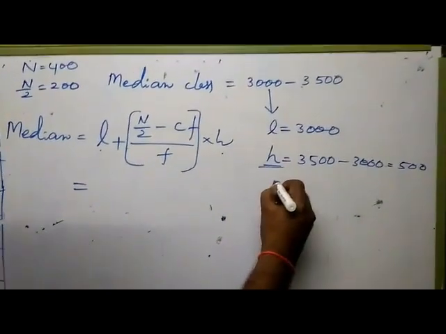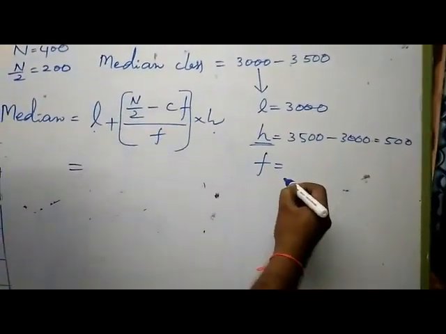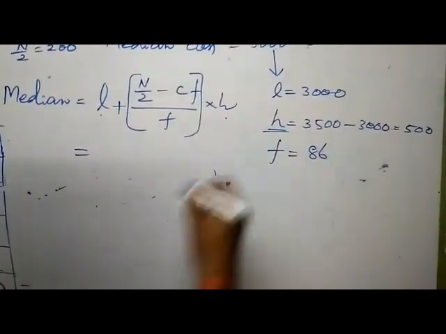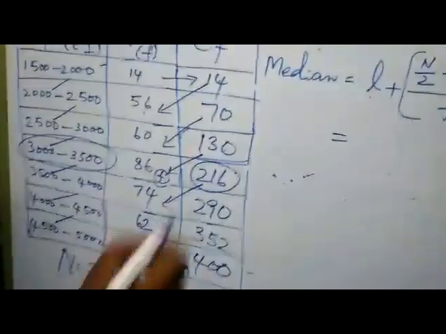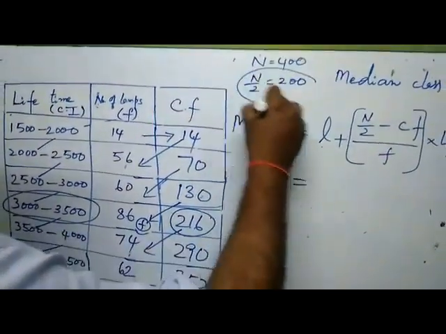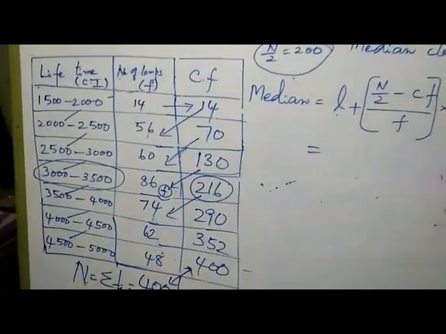f is equal to 86. N by 2 is equal to 200.